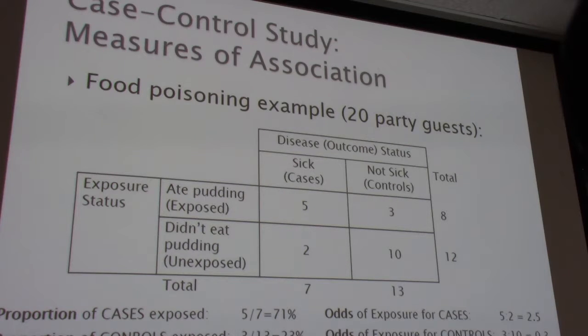If we were going to calculate an odds ratio here, we ask what the odds of exposure are among our sick people. The odds of exposure are 5 to 2, because we had 5 people that were exposed and 2 people that weren't. And our odds of exposure in the controls, we had 3 people exposed and 10 unexposed. If we do that calculation, we get 8.3. So we'd summarize that by saying that our cases, the people who were sick, were 8.3 times more likely to have eaten the pudding, or to have been exposed to it.